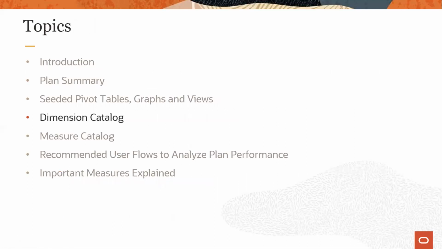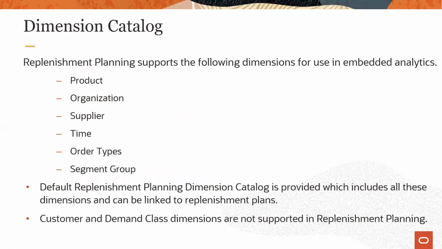This topic discusses dimension catalog supported within replenishment planning. Replenishment planning supports these dimensions for use in embedded analytics: product, organization, supplier, time, order types, and segment group. Each of these dimensions has default predefined hierarchies. By default, all predefined hierarchies are available in planning analytics.